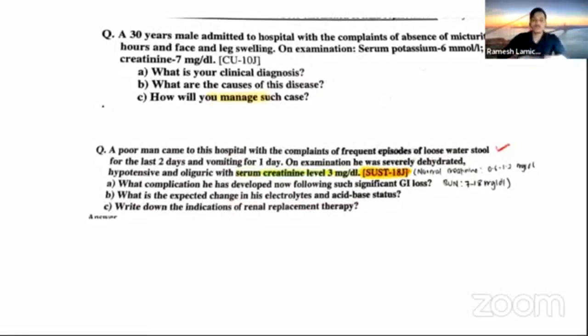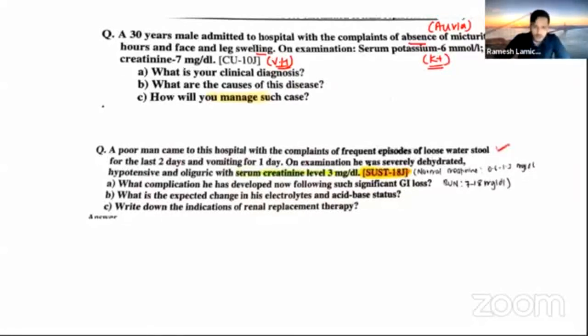Look at the first question. A 30-year-old male patient admitted to the hospital with complaints of absence of micturition, anuria. There is leg swelling. On examination, potassium is 6 millimole, so potassium is very, very high, and the serum creatinine is very high. So the patient is anuric with increased creatinine and high serum potassium. This is the typical case they can ask you about acute kidney injury.